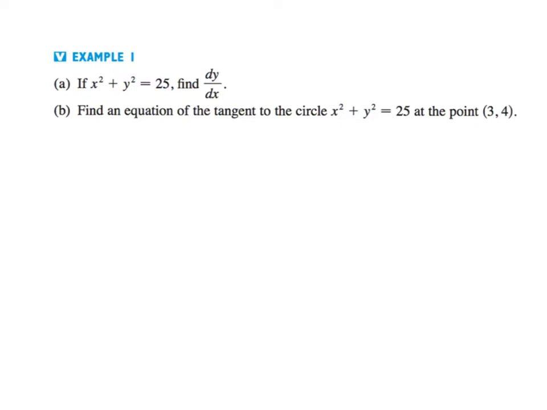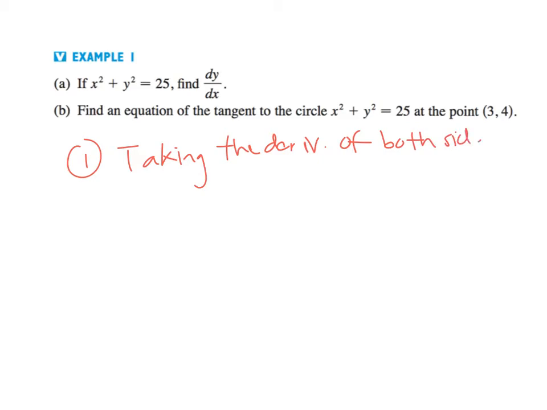So here's our first example today involving implicit differentiation, where you're taking the derivatives of both sides and then solving for dy dx. If you think of these in terms of steps, the first step would be taking the derivative of both sides. And I'm going to put, again, with respect to x.